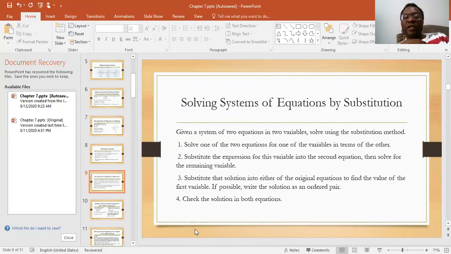We can also solve a system of equations using substitution. This is the procedure. You solve one of the 2 equations for one of the variables in terms of the other, then substitute the expression of the solution in the first equation into the second equation. Substitute that solution into either of the original equations to find the value of the first variable. If possible, write the solution as an ordered pair. Then check the solution in both equations.